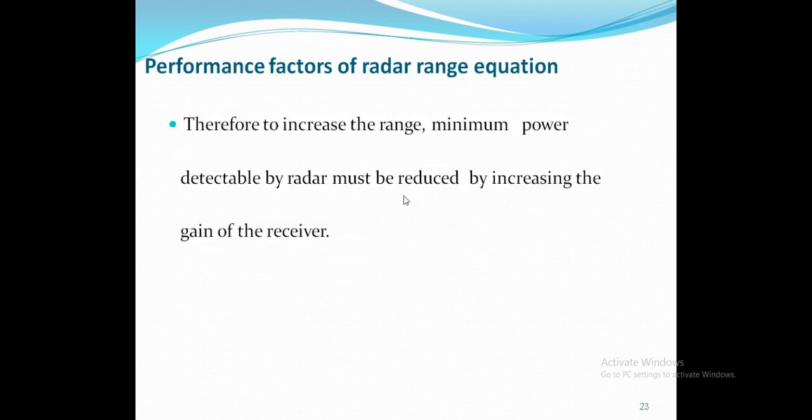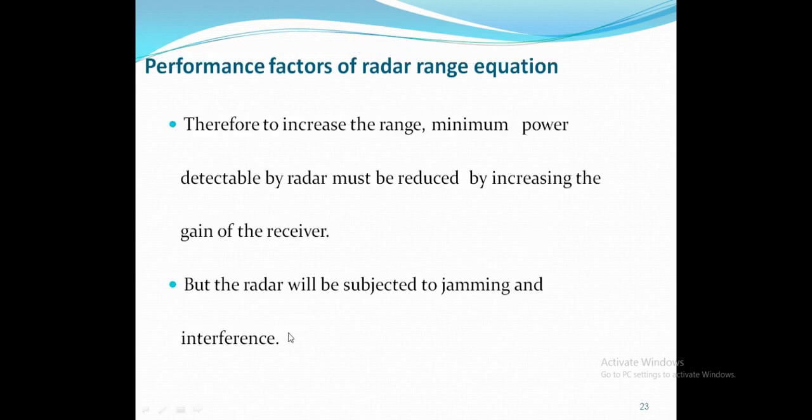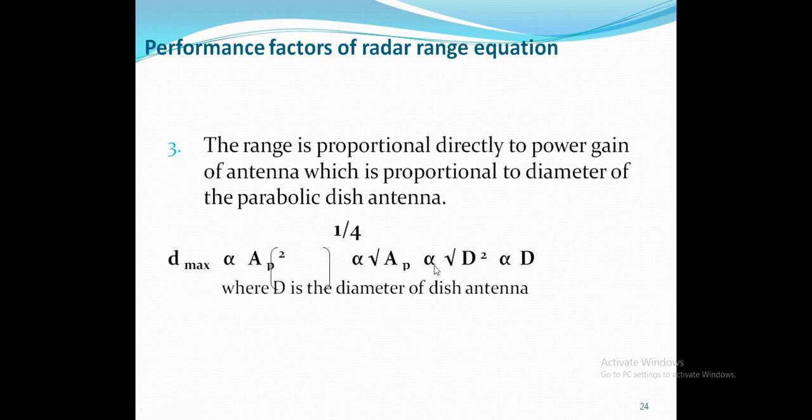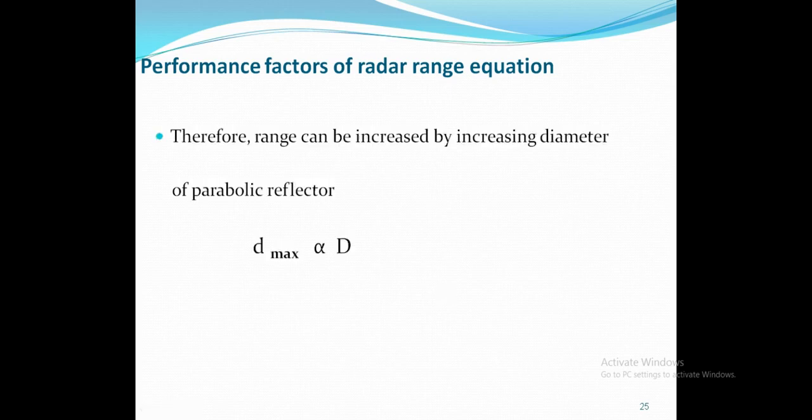Therefore, to increase the range, the minimum power detectable by the radar must be reduced by increasing the gain of the receiver. But the radar will then be subjected to jamming and interference. Here the range is proportional to the power gain of the antenna, which is proportional to the diameter of the parabolic dish antenna. Here D is the diameter of the dish antenna. Therefore the range can be increased by increasing the diameter of the parabolic reflector.